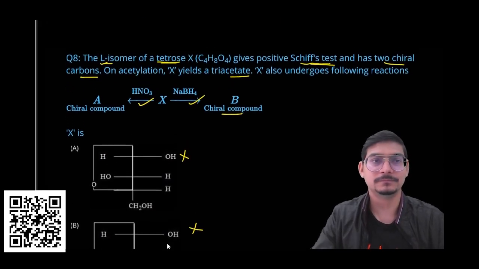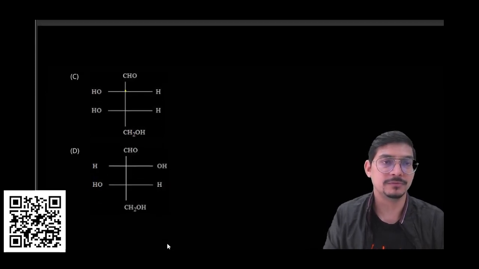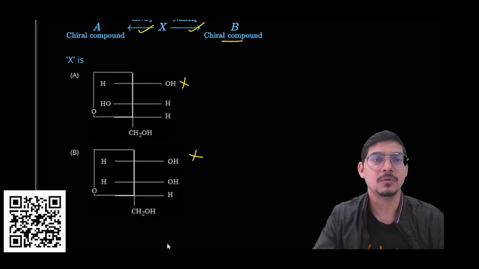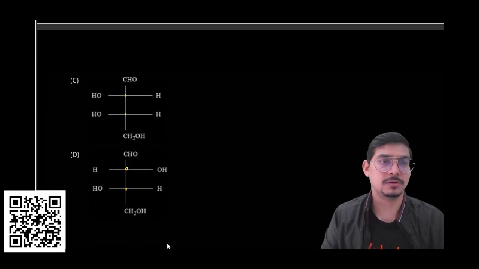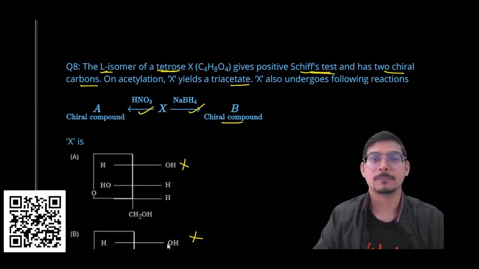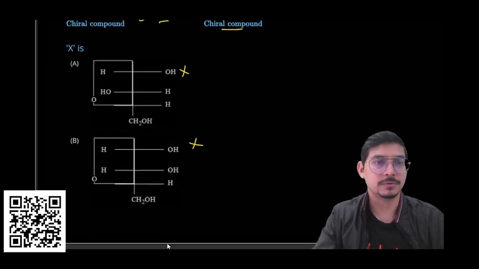It has 2 chiral carbon atoms. So let us look at options C and D. Yes, both have 2 chiral carbon atoms here. Then they have said that on acetylation, X yields a triacetate. This just means that the compound has 3 OH groups, right? Which is also true for options C as well as D. We can see that both compounds have 3 hydroxy groups. So these alcohols on acetylation produce esters, which is the triacetate. This compound on reaction with NaBH4 as well as nitric acid produces chiral compounds.